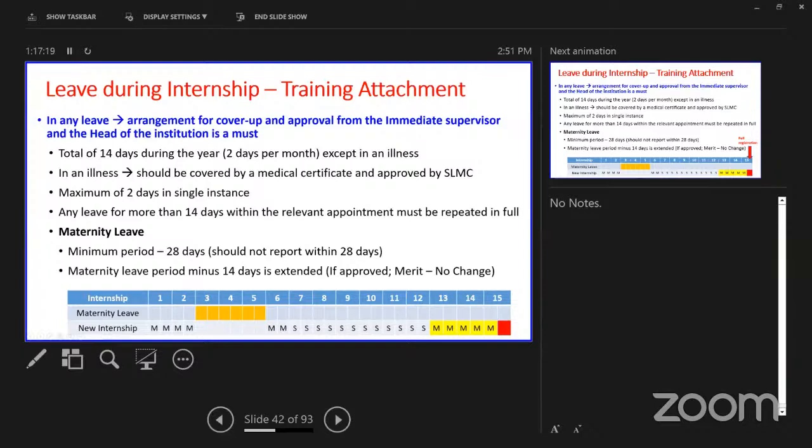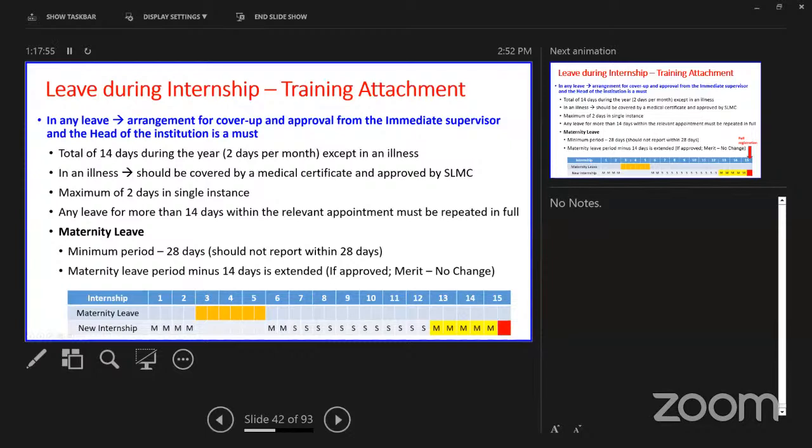Say that you are doing the medicine appointment, and once you have completed 2 months, you went for the maternity leave, right? The 3rd, 4th, and 5th months you are on maternity leave. Now, when you come back, you will complete the 6th month in the medical ward, and then you start the surgical appointment for the 7th, 8th, 9th, 10th, 11th, and 12th month. This is a surgical appointment.